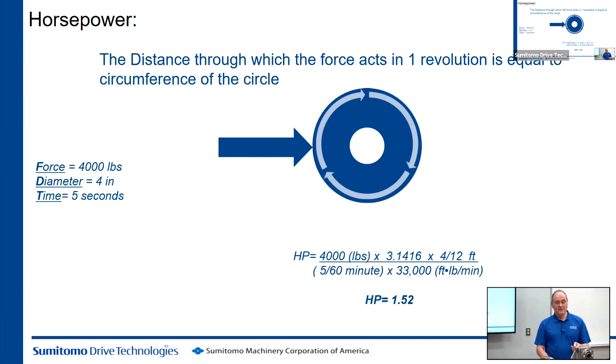Now, the important thing to notice is that the force is in pounds, the diameter is in inches, and the time is in seconds. But our conversion factor was 33,000 foot-pounds per minute. So we have to keep the units consistent, and that's a very important concept. We have to convert the inches to 4/12 of a foot, and the 5 seconds is 5/60 of a minute.